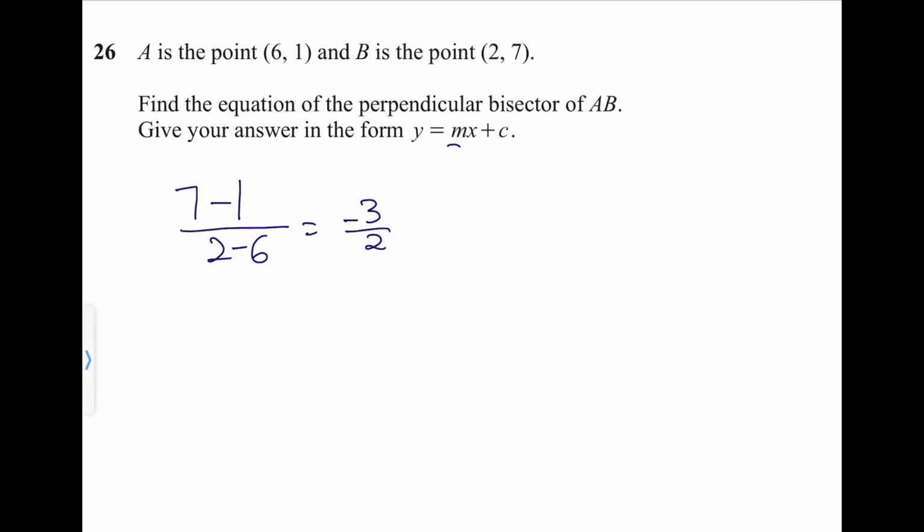If you want to find the perpendicular bisector gradient, just take negative 1 divided by negative 3 by 2. That gives us 2 by 3. So the gradient, the m value, is 2 by 3 for the perpendicular bisector.